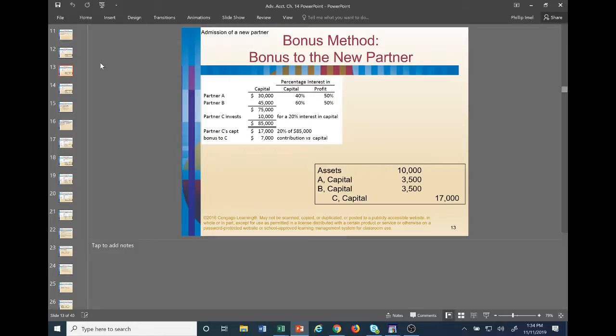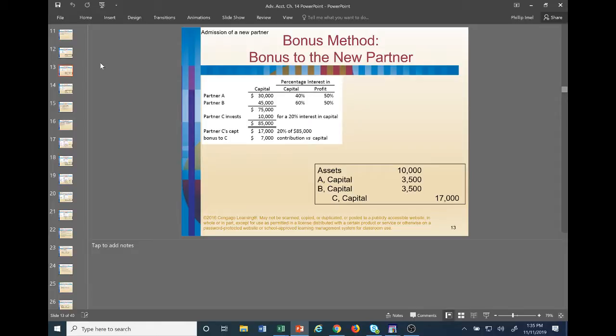Total capital of the partnership would be $85,000. We get this by the $30,000 plus $45,000 plus the $10,000. And C's share of total capital would be 20%, or $17,000. Partner C is acquiring a $17,000 interest in capital in exchange for an investment of $10,000. And the original partners are transferring $7,000 of their capital to C in exchange for unrecorded intangible assets invested by Partner C.